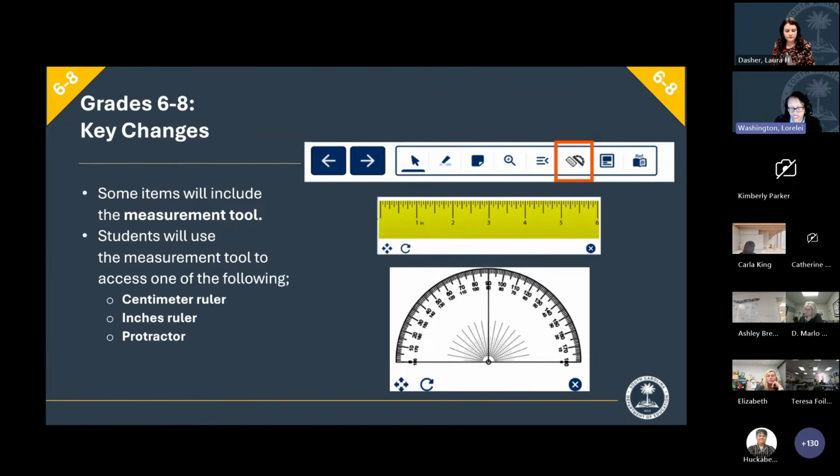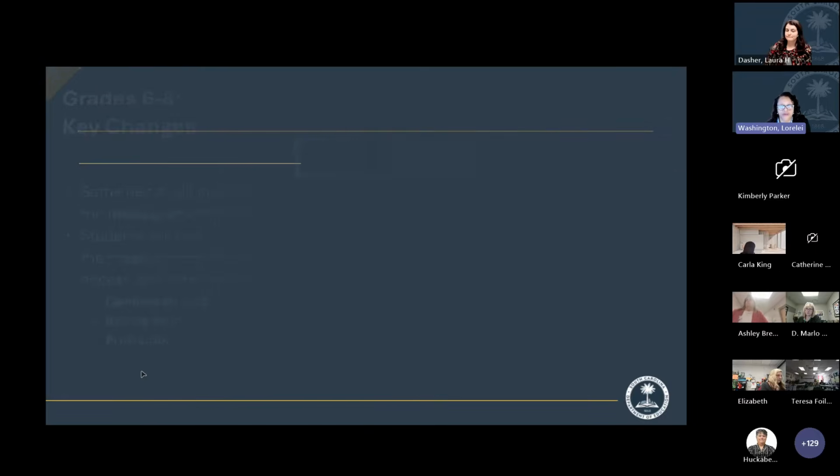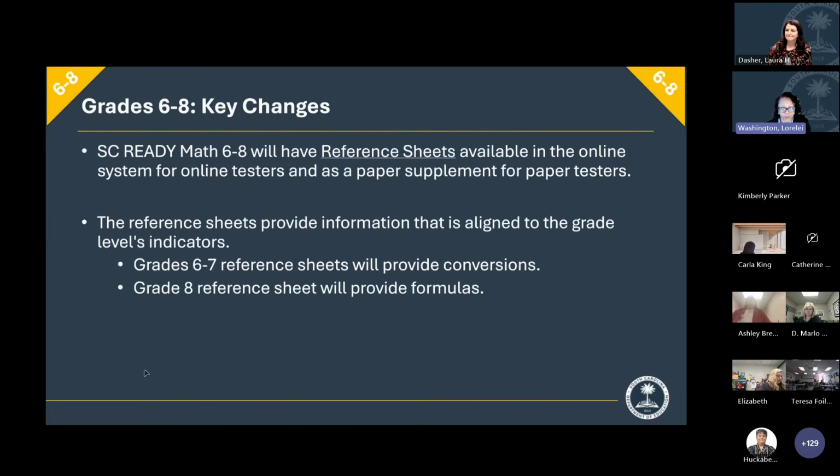Some of the other key changes here are the measurement tool. So we will now have a measurement tool, and on that measurement tool, the students will have access to one of the following: either a centimeter ruler, an inches ruler, or a protractor, depending on the item and what's needed for that particular item. And for grades 6 through 8, they could have the centimeter or the inches or both, depending on what the item is calling for.